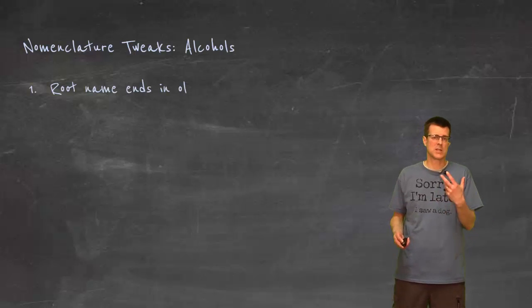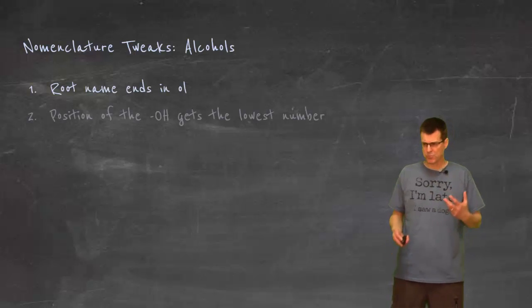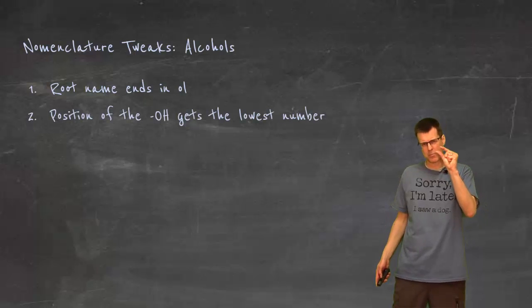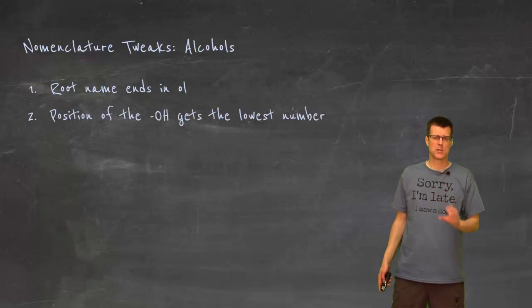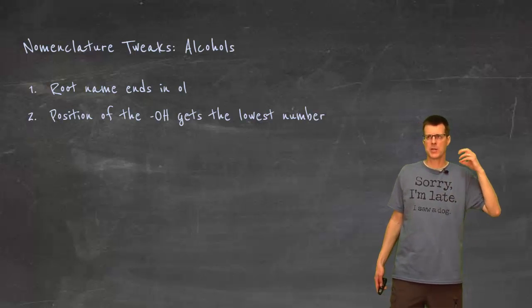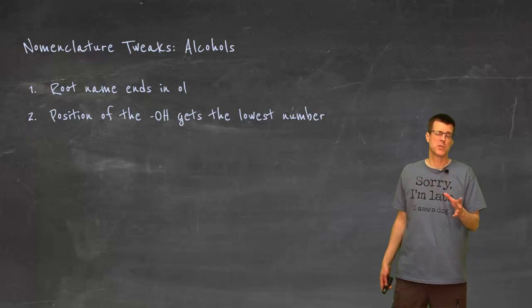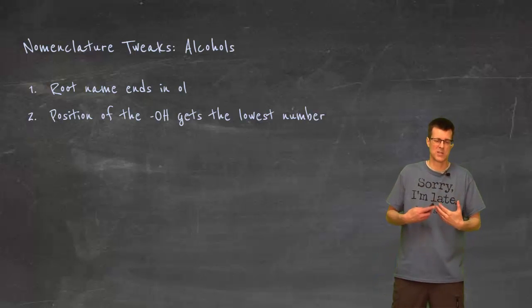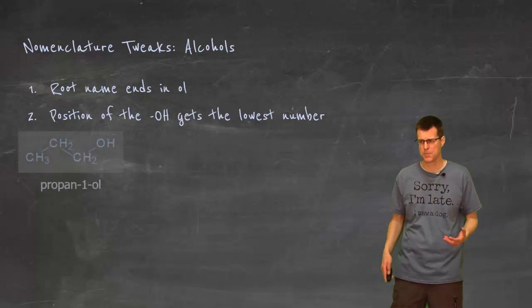One of the things is the name ends in OL. Now, we're going to have to fix that just a little bit. Position of the alcohol functional group has to get the lowest number, and you might be thinking, what if, and we'll get to some of those, but not a lot of those, and the good news is we're not really going to have to worry about it too much.